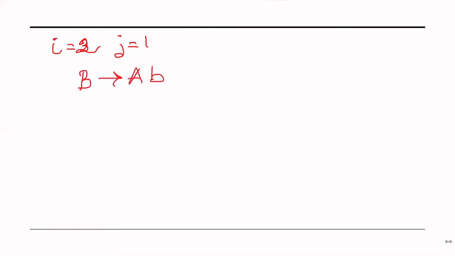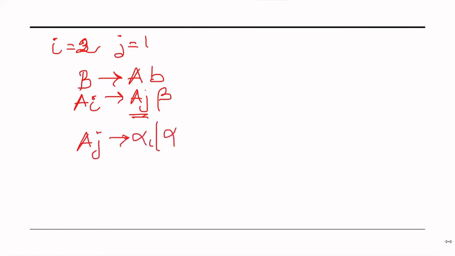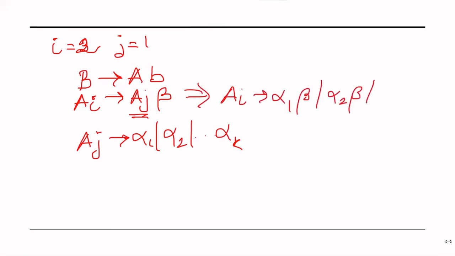recursion, this particular production. So we will replace, this is our Ai and this is our Aj and B is our beta. So we will replace Aj by its production. If I have productions of this type, alpha 1, alpha 2, alpha k, then this is going to be replaced by Ai derives alpha 1 beta, alpha 2 beta, alpha k beta.